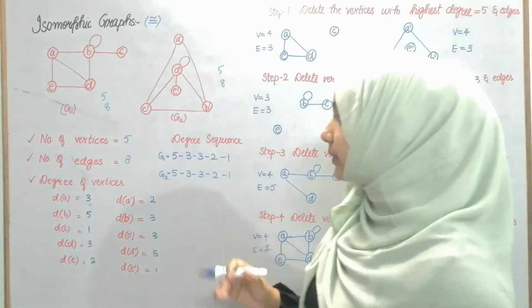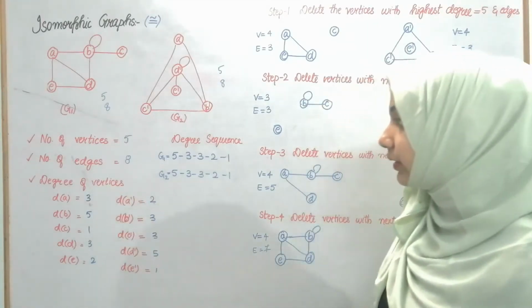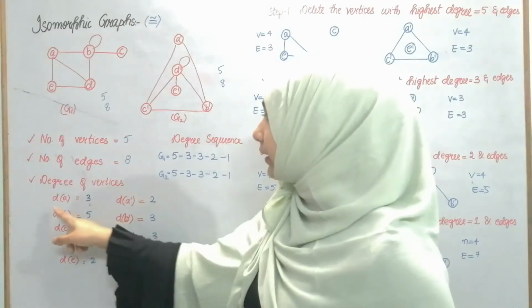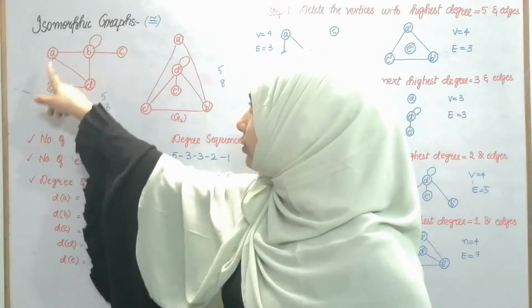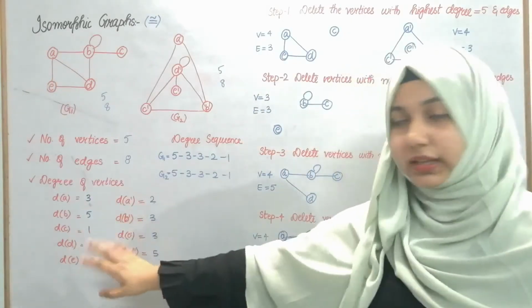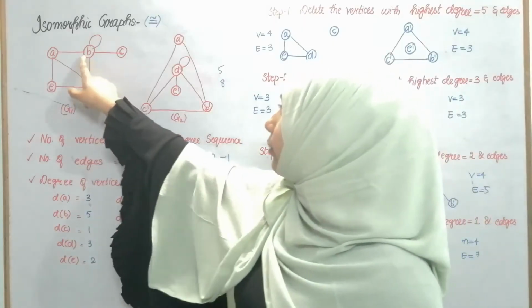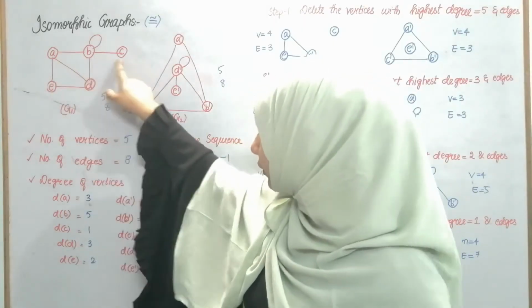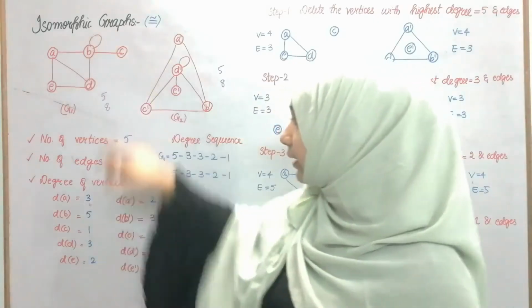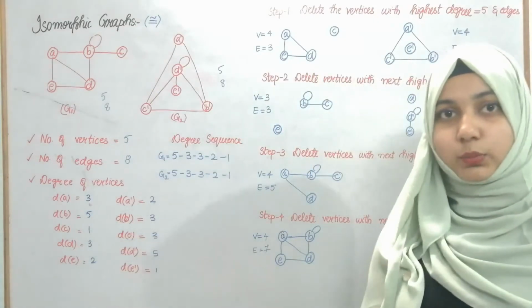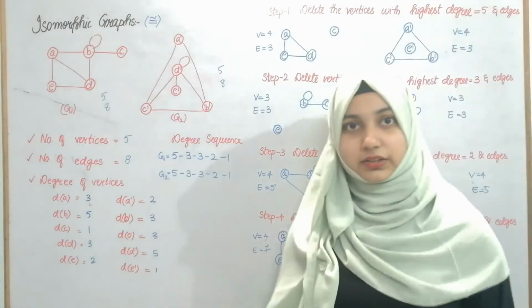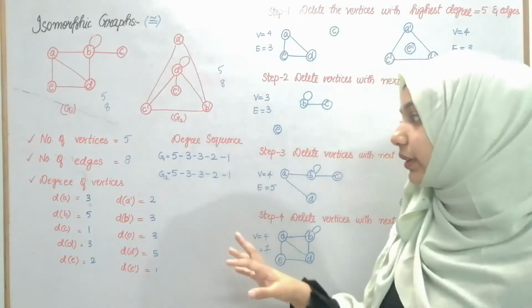The next comes the degree sequence. Here I have already written the degrees. Degree of A is 3: 1, 2 and 3. Done. For B, it is 5. How? 1, 2, 3, 4 and 5. As it can go in both the directions because it is not a directed graph, right? It can go in both the directions, so the degree will be 5.